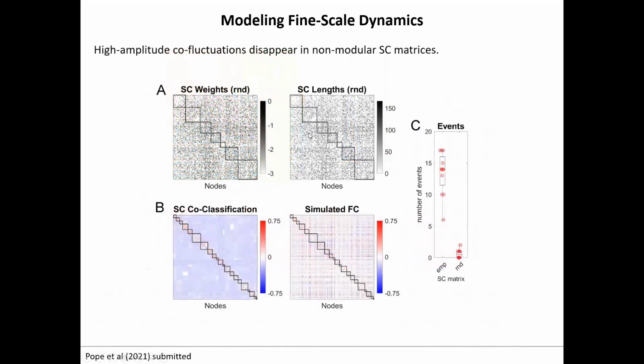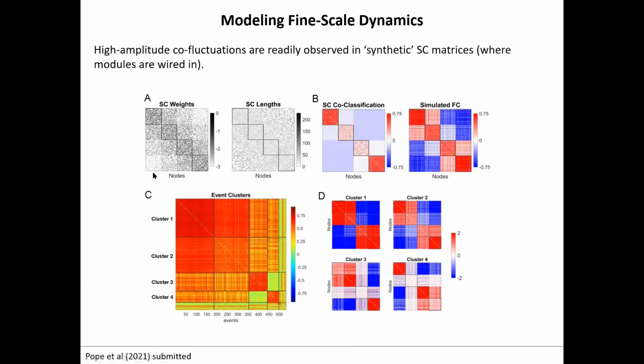If we eliminate modules from the structural connectivity matrix by rewiring it, maintaining the weight structure and the length structure overall, events are basically abolished. Final point, if we wire a synthetic matrix, this is not a real brain, but a matrix that we can define using essentially a simple MATLAB function that defines modules ahead of time, using 4 modules in this case, and we run that as if it was a brain. We get event clusters and we look at their alignment with the underlying modules. That alignment is very, very strong.